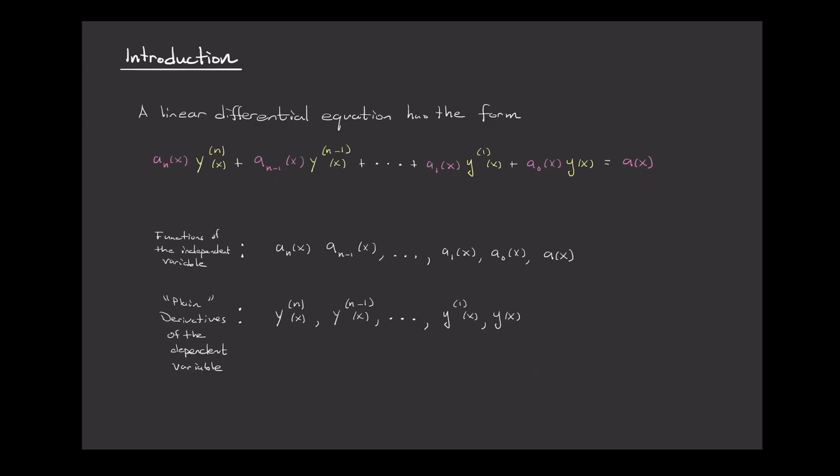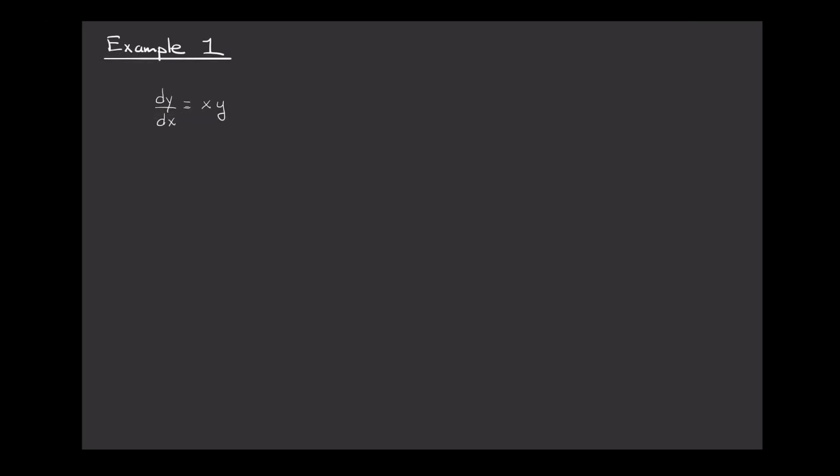When I say plain derivatives, I mean we're taking the derivative and not doing anything else to it. We're not taking the derivative and then squaring that derivative, or taking the derivative and then putting that as the argument inside of cosine. We're just taking the derivative, and all that happens is it gets multiplied by one of these coefficient functions. Let's go ahead and look at our first example. In this example, we have the first order derivative and a function x times y.